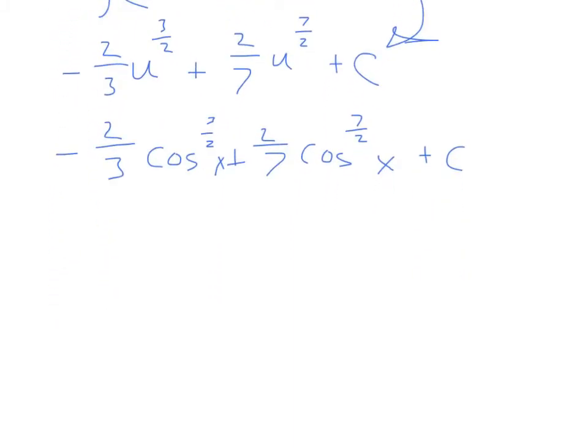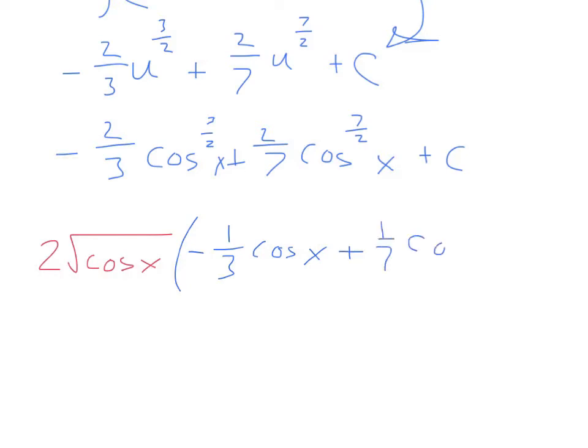A note on simplifying: a lot of times when I see two expressions that both have fractional powers in them, I know usually I hate mixed numbers, but this is like 1.5 cosines, this is like 3.5 cosines, so why don't we just pull out a half of a cosine? And in fact, they both have a 2 also. We could factor out 2 times the square root of cosine x, and what I'd have left is negative 1/3 cosine x plus 1/7 cosine cubed x plus c.